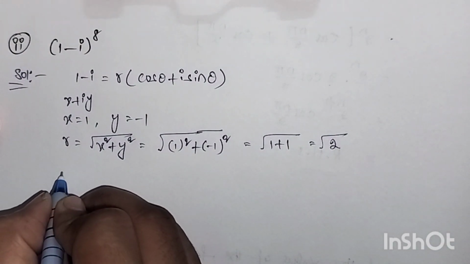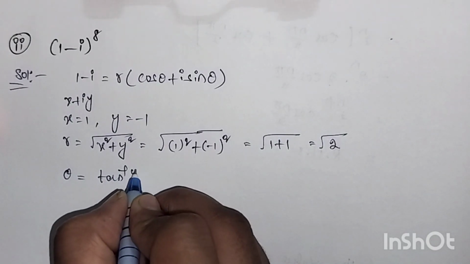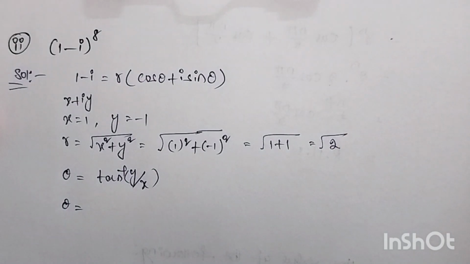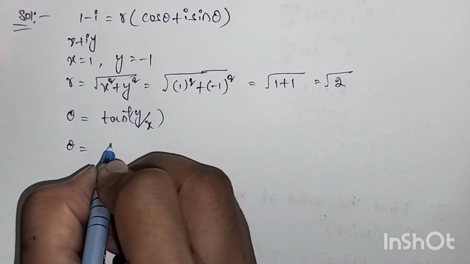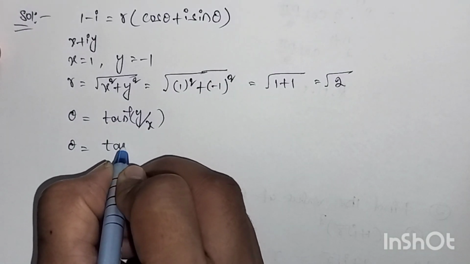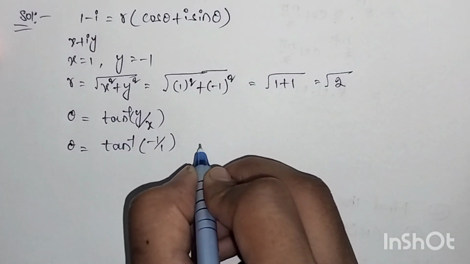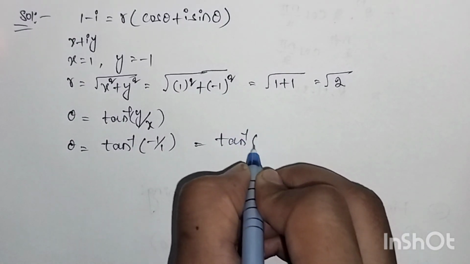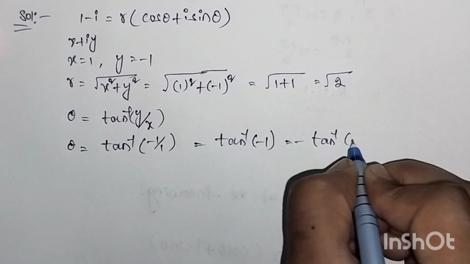Now we can find the theta value. Theta equals tan inverse of y by x. Theta equals tan inverse of minus 1 by 1, that equals tan inverse of minus 1, that equals minus tan inverse of 1.